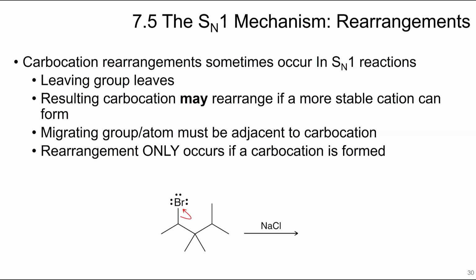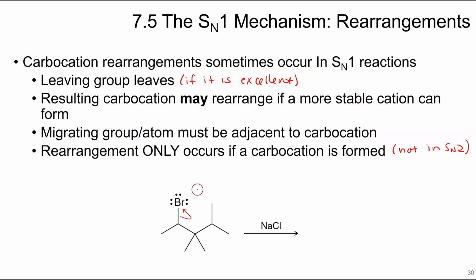Sometimes in SN1 reactions, a carbocation rearrangement will occur. First, the leaving group leaves, which results in a carbocation, and this may rearrange if a more stable carbocation can form. So again, the leaving group will leave because it's excellent, and the resulting carbocation can rearrange if a more stable carbocation can form. So the migrating group or atom has to be next to the carbocation, so it won't rearrange from 2 carbons away, and the rearrangement occurs only if a carbocation is formed. So this does not happen in SN2.